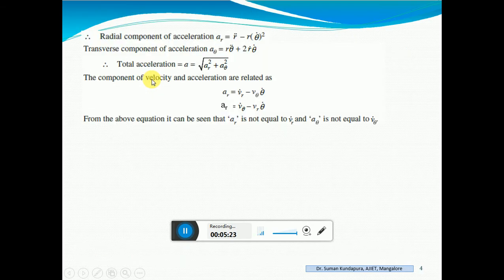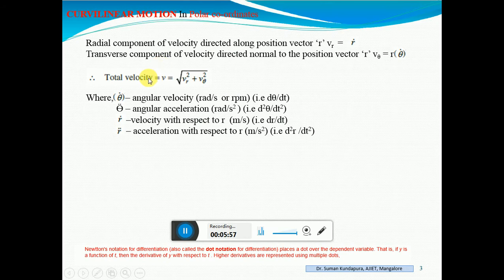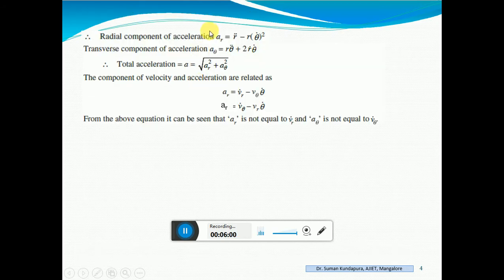Similarly, we will go for acceleration. The radial component of acceleration ar is equal to r double dot minus r into theta dot squared. Here r double dot is the second derivative of r, and theta dot is the first derivative of theta with respect to t. The transverse component of acceleration a theta is equal to r into theta double dot plus 2 r dot theta dot. The total acceleration is the square root of the sum of squares of these two accelerations. So you can find out the total acceleration as well as the total velocity from these equations. You need to remember this.